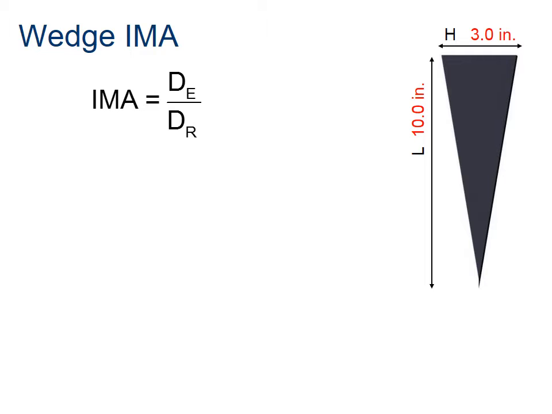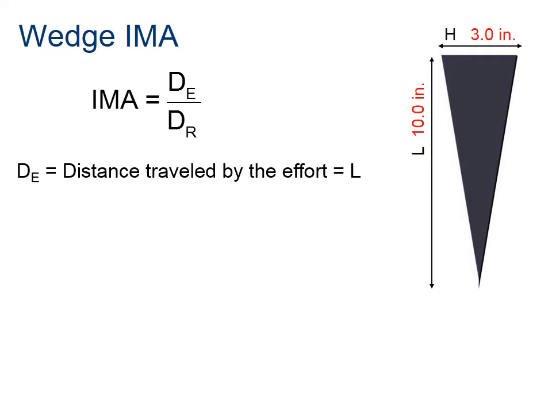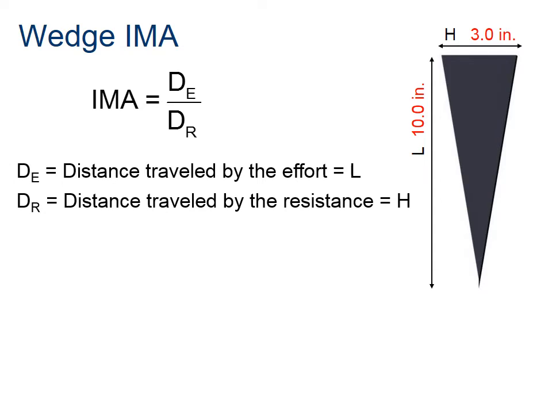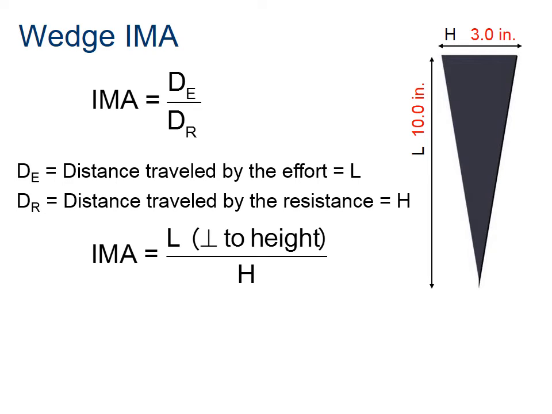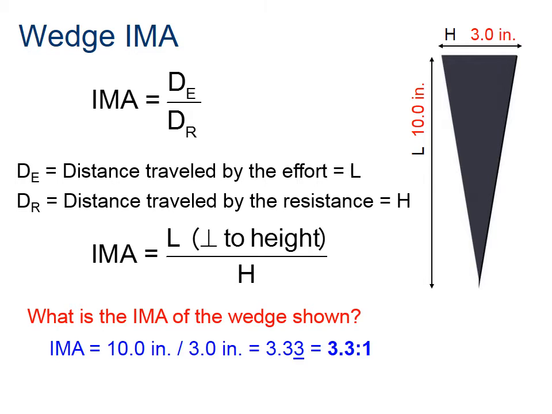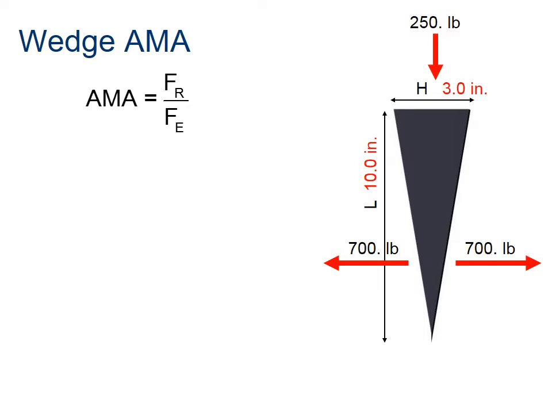Something to be careful about here in the wedge IMA is that the distance is not the slope, but it's perpendicular. So here our L is not the slope, but it's the perpendicular length. In this case, shown here, L is 10 inches. We still have our height of, in this case, 3 inches. So our IMA is L over H. Again, note that L is perpendicular to the height. It is not the slope. So in this case, if we plug in our numbers, we get 10 inches over 3 inches, or 3.3:1 for our ratio.